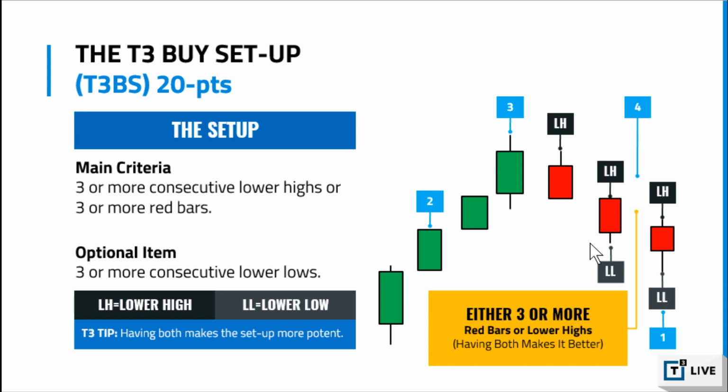Now, an optional item would be 3 or more consecutive lower lows, because that means there's continuity, there's fluidity, right? There's momentum. The stock is not stuck trading in a range, it's moving. So 3 or more red bars, three or more lower highs, that's the requirement. The optional item is 3 or more lower lows. Having both makes the setup more potent.